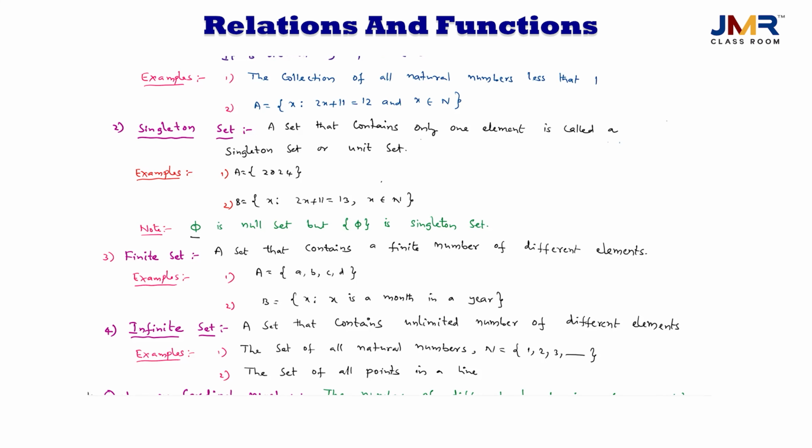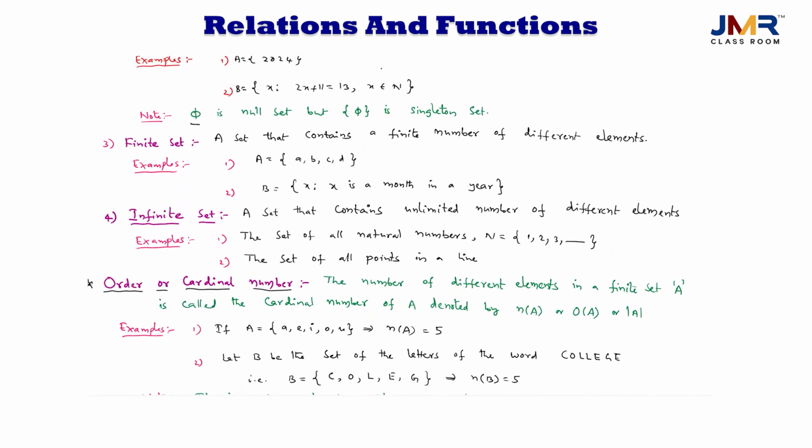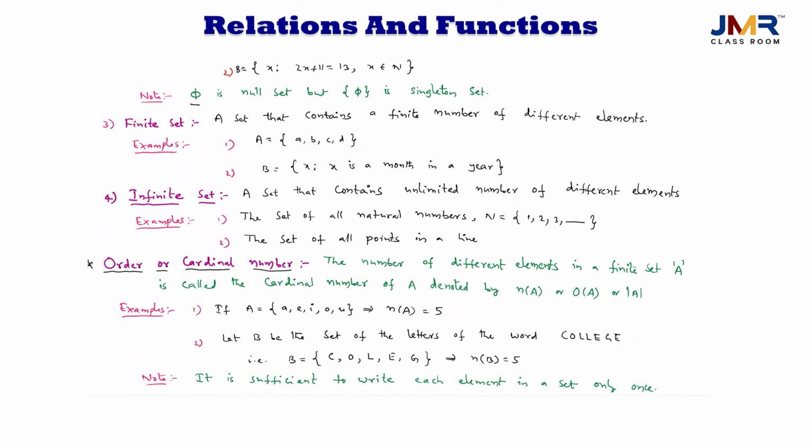And third one is finite set. What is meant by finite set? A set that contains a finite number of different elements is called a finite set.